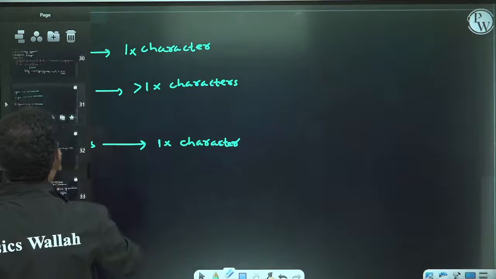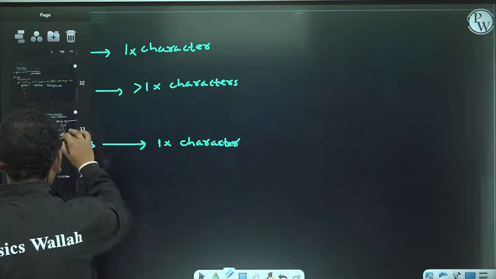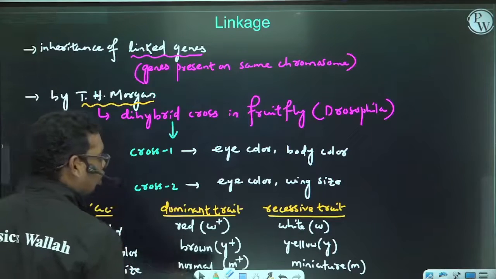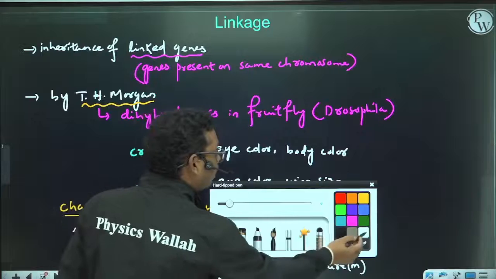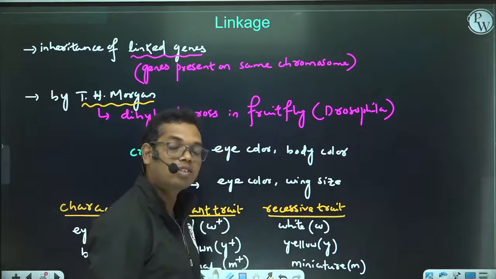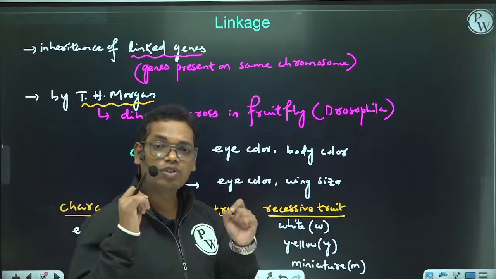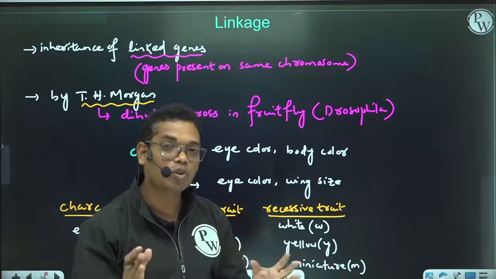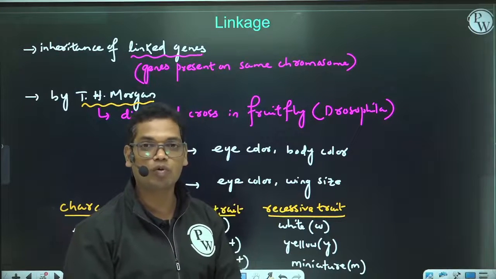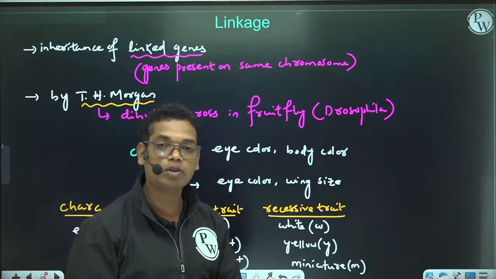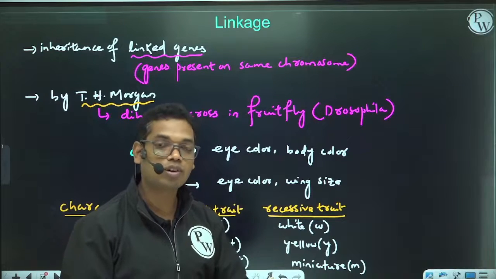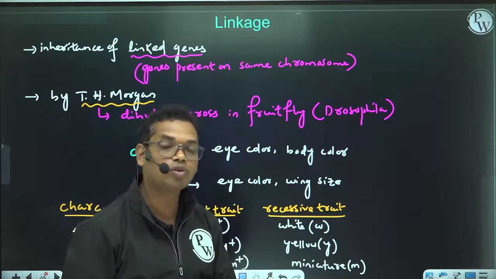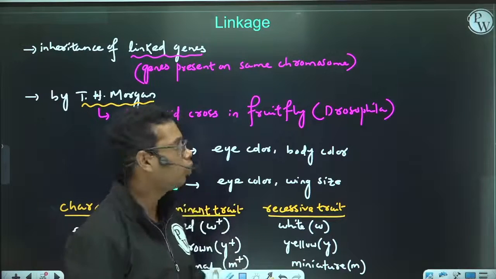Before we discuss that, now let us talk about linkage. The exception of the law of independent assortment is linkage. That means this law of independent assortment is applicable only if the genes controlling the characters are present on separate chromosomes. Then only that law will be applicable. But if they are present on the same chromosome, that will show linkage, and that means those characters will not show independent assortment.